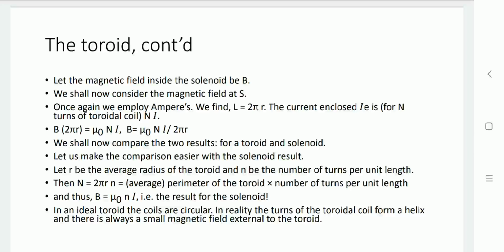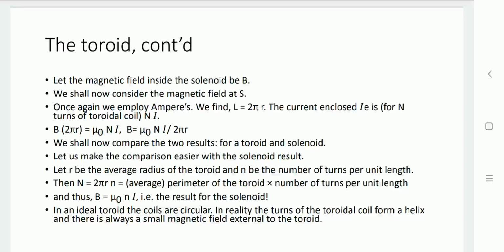So based on this result, R is the average radius of the toroid, and small n, for example, is the number of turns per unit length, as we used for the solenoid.